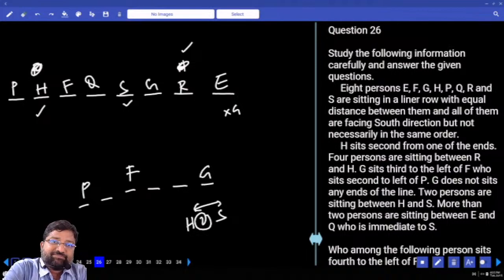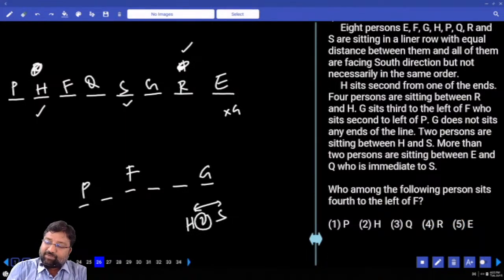Am I done with the question? Chapandamma. Look like 2 possibilities, but we could solve this in only one single case. Who among the following persons sits 4th to the left of F? 4th to the left of F ante manaki right. What is the answer? R.